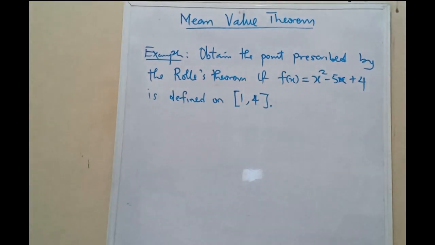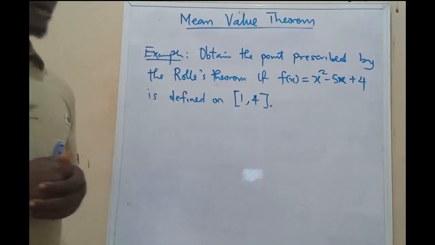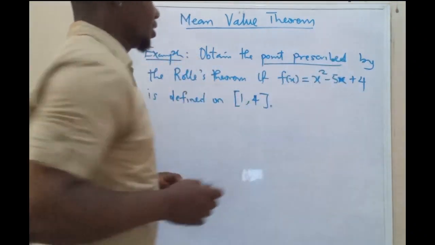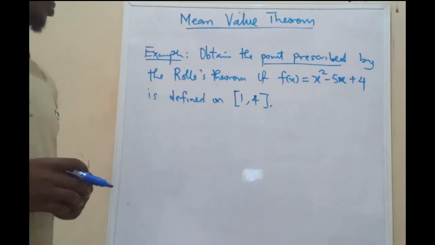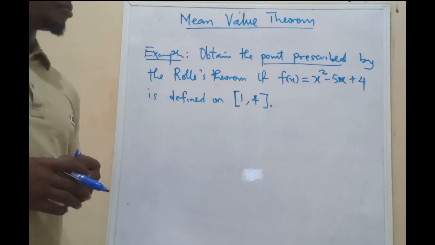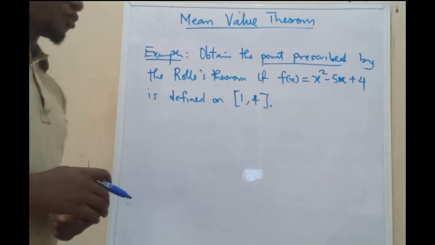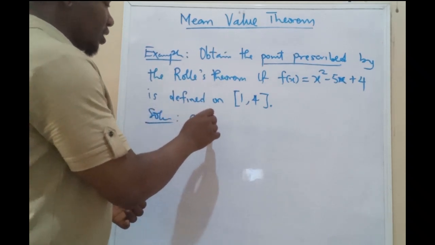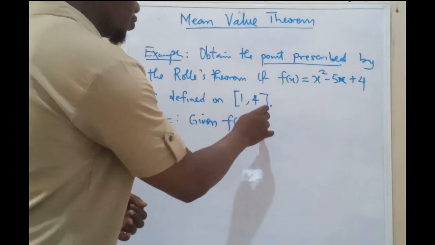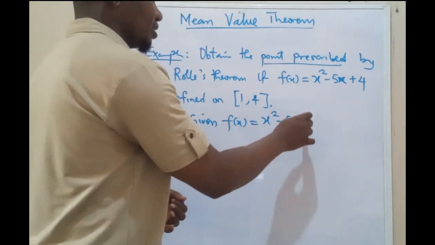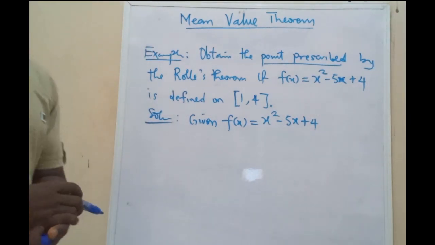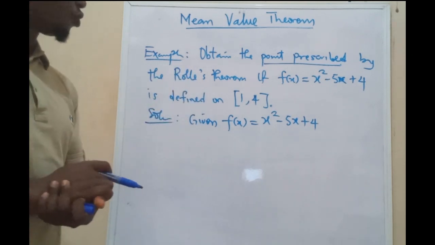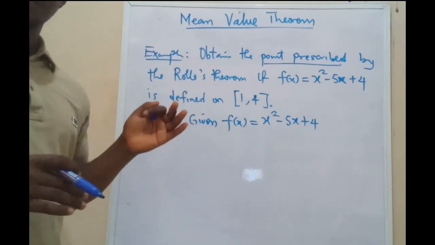Okay, so we are given this example, and we are asked to find the prescribed point by the Rolle's theorem if the given function is this. So we are given f of x equal to x squared minus 5x plus 4. According to the hypothesis of the Rolle's theorem, three things must be satisfied.